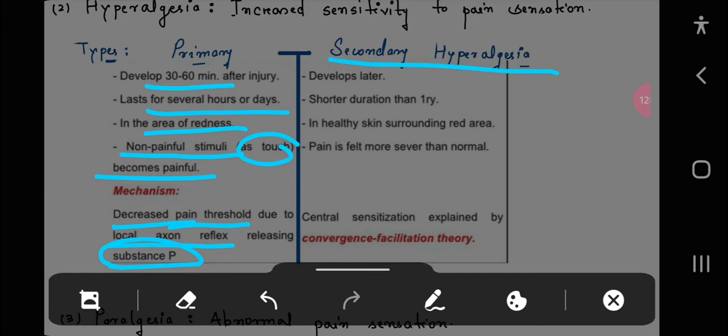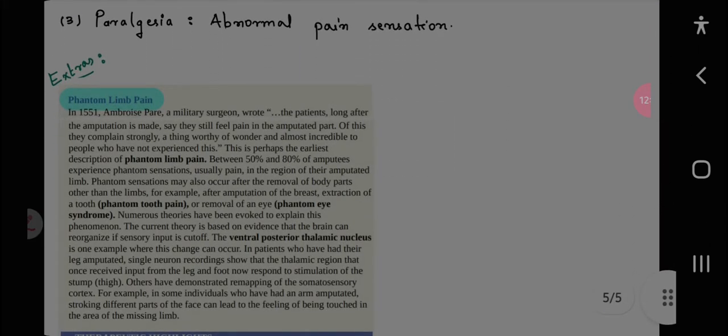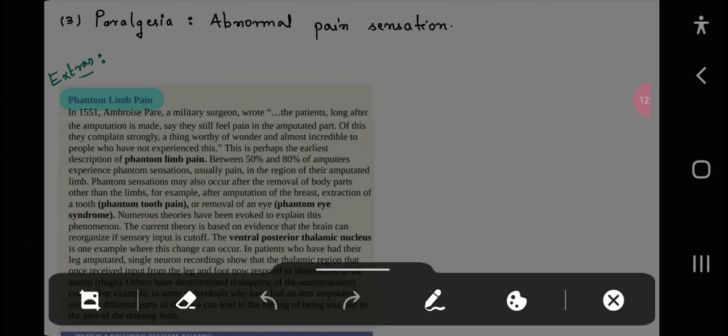Secondary hyperalgesia develops later and has a shorter duration than primary. In healthy skin surrounding the red area, pain is felt more severe than normal. Central sensitization explained by convergence facilitation theory. Paralgesia is abnormal pain sensation.